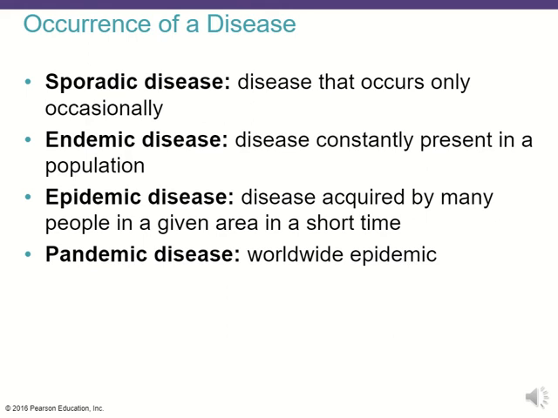A sporadic disease is simply one that occurs only occasionally and inconsistently. An endemic disease is a disease that constantly presents itself in a population. An epidemic disease would be a disease acquired by many people in a given area in a short amount of time. And a pandemic disease would be one that affects a worldwide population.